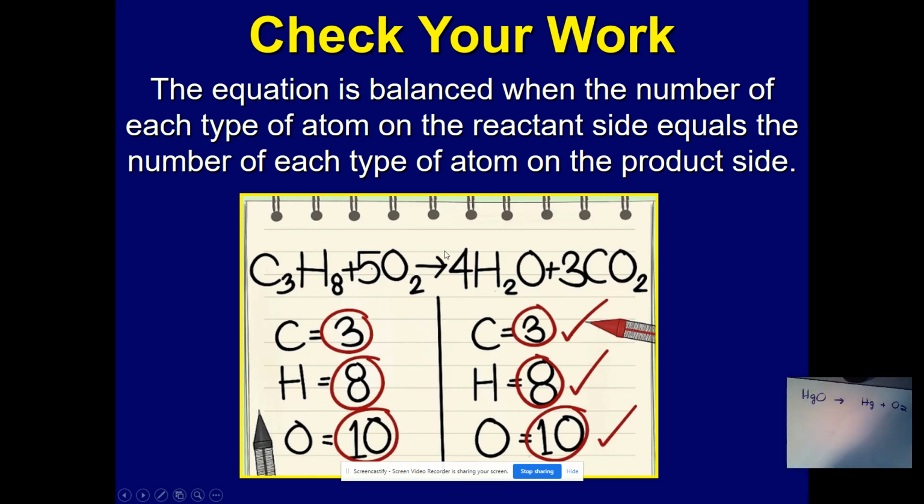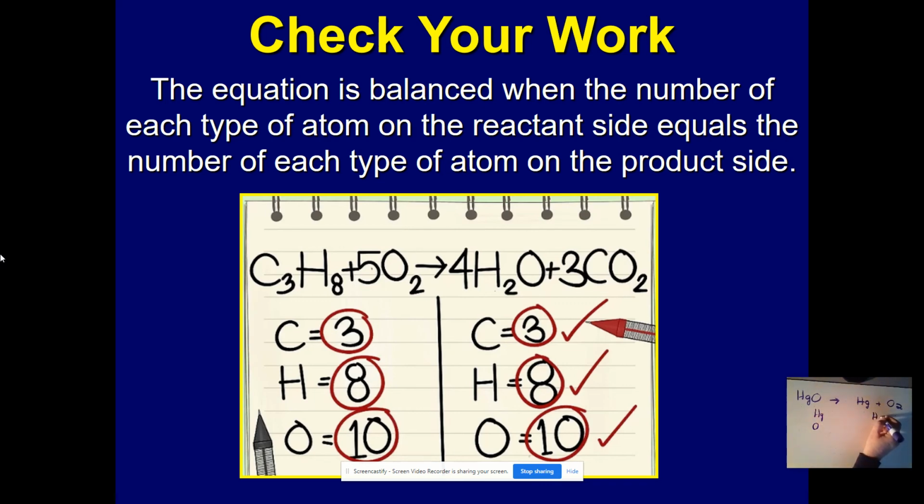Okay. Our next step, I'm going to come in over here. So concentrate over here in this little webcam thing. We're going to balance this, and I'm going to show you how easy it is to actually do this in person. All right, so we've got mercury oxide reacts to form mercury and oxygen. So the first step was to list our elements alphabetically. So we've got Hg and O.